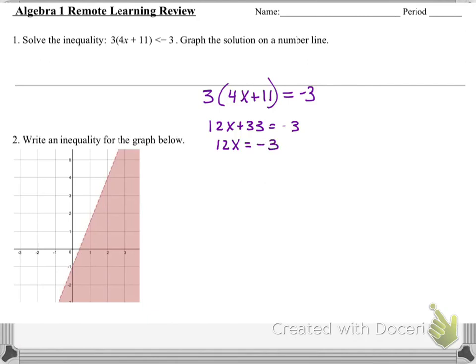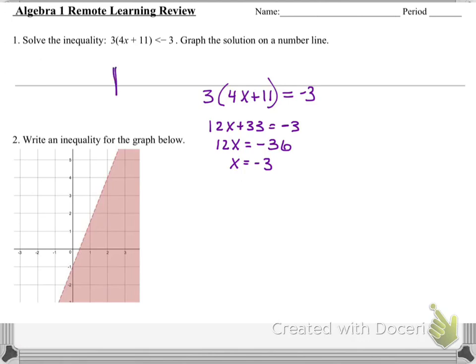33. Wow, off to a great start. Okay, so I subtracted 33 from both sides, and now x equals negative 3. And that is my significant point.